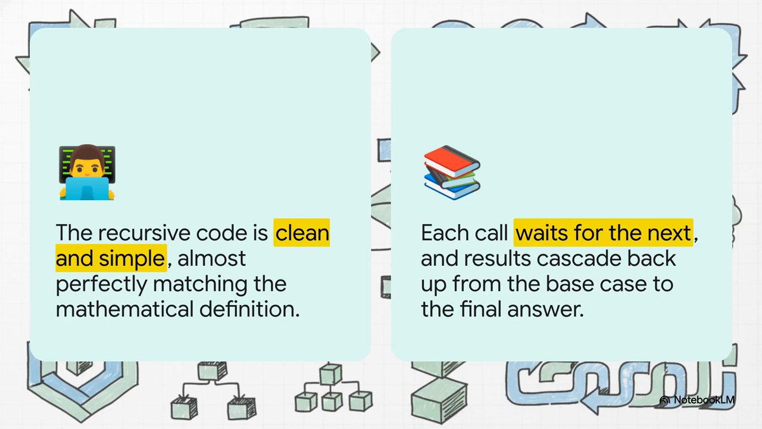And on the right, you can see how it works. Factorial of 4 has to wait for the answer from factorial of 3, which waits on factorial of 2, and so on until it hits our base case. Then the answers start to cascade back up the chain, multiplying as they go until we get our final result. This is a perfect example of just how elegant recursion can be.